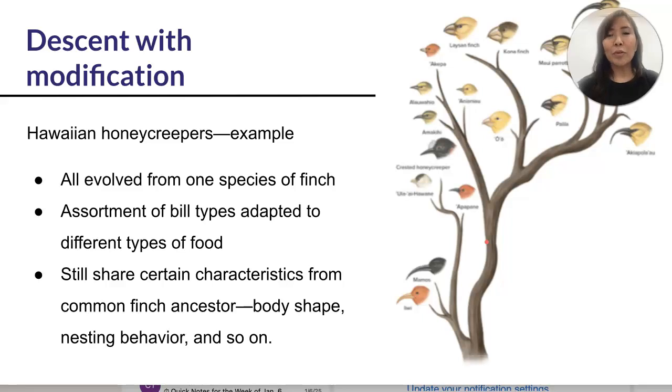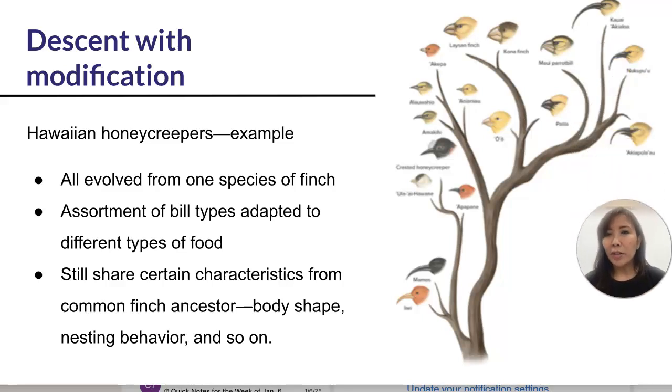Okay, so this is an example of this evolution, right? Descent with modification. Here we have this Hawaiian honeycreeper. They all evolved from all these different birds that we're looking at. Let me move myself down. They are all different finches, right? They all originally evolved from a finch, and depending on their environment and what they have to eat, whether it's the flowers and plants they're going after, or the different insects, their beaks will evolve. So you can imagine that this guy probably has a very different food source compared to, let's say, this guy right here, right?